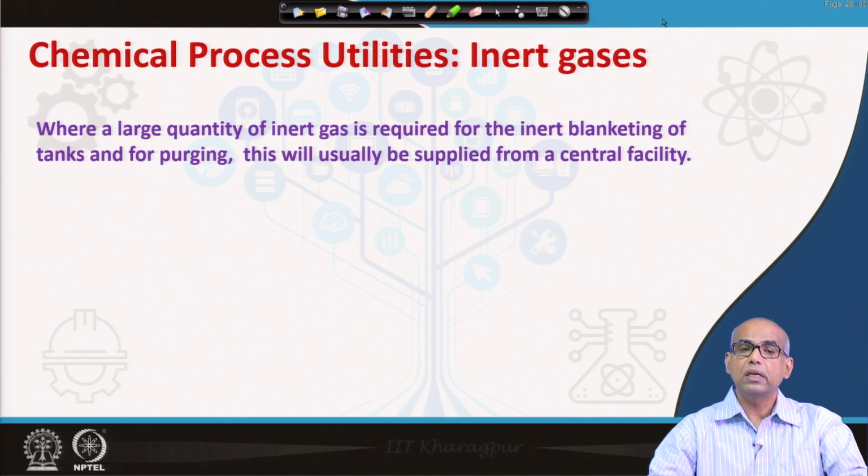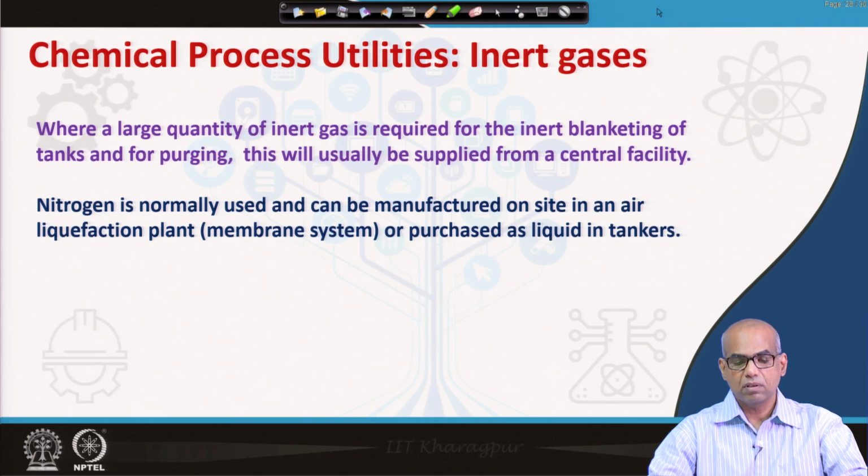Next, we move on to inert gases. Where a large quantity of inert gas is required for the inert blanketing of tanks and for purging, this will usually be supplied from a central facility. So, inert gas is used to have an inert environment. It will be required for the inert blanketing of tanks and for purging. Nitrogen is normally used and can be manufactured on site in an air liquefaction plant, or it may also be purchased as liquid nitrogen in tankers from utility supply companies.